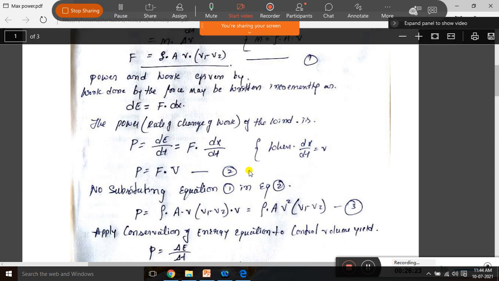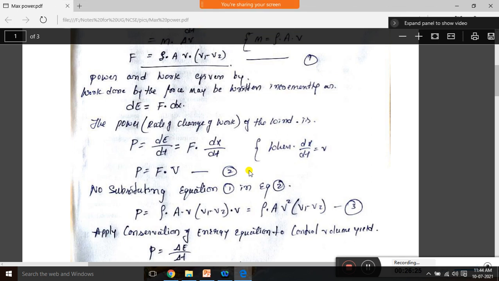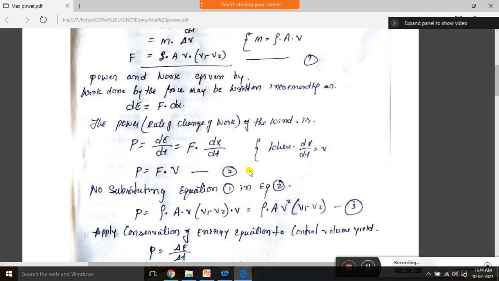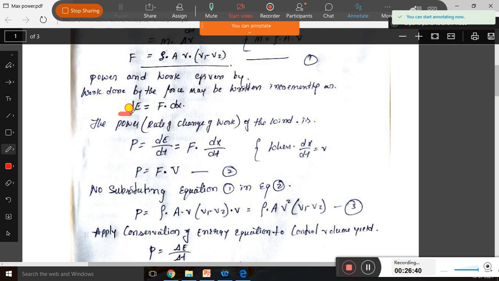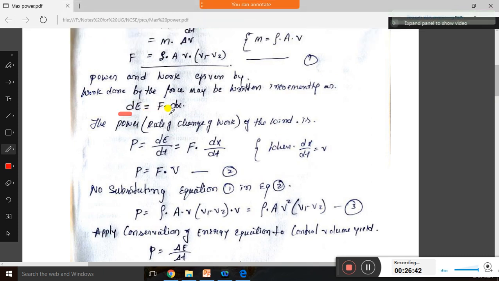So the work done by the force may be written as dE. Because of that force, it causes the work, and we call that work done dE, which is equal to F into dx. So that is the force, and the change in the position causes the work done. If there is no change of position, it won't do any work. So here work done has taken place means it will change the position.